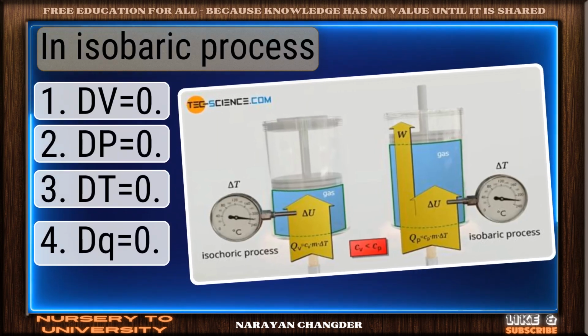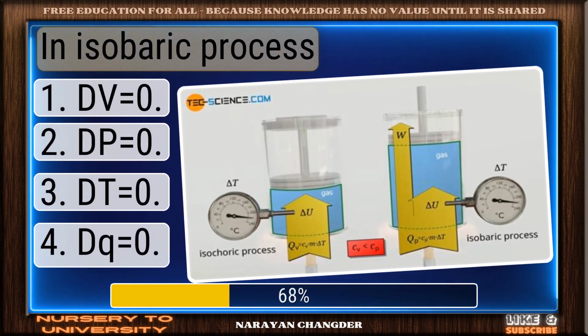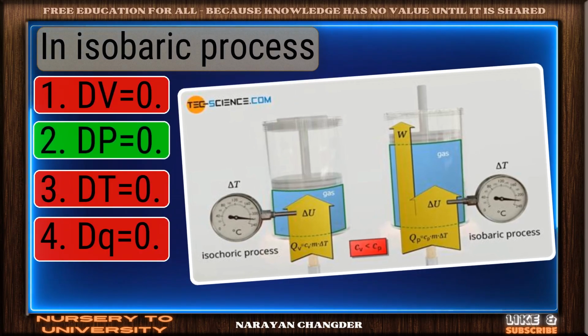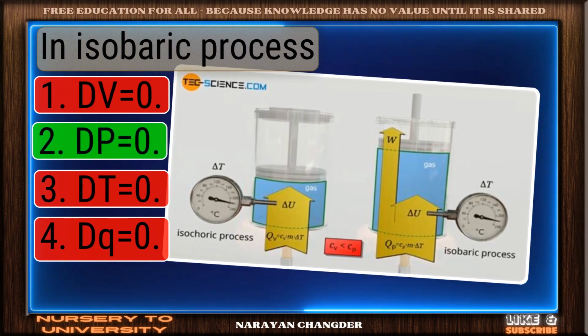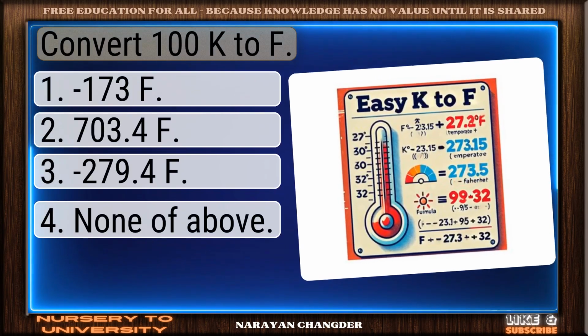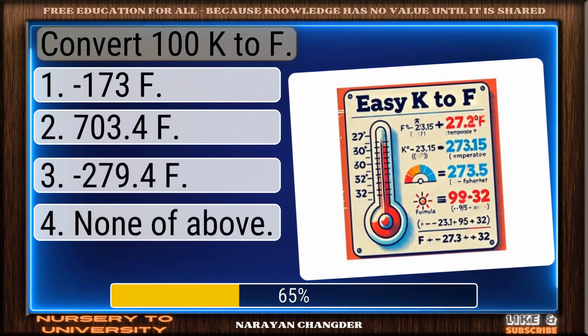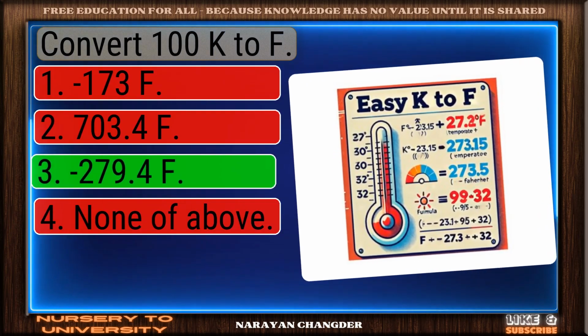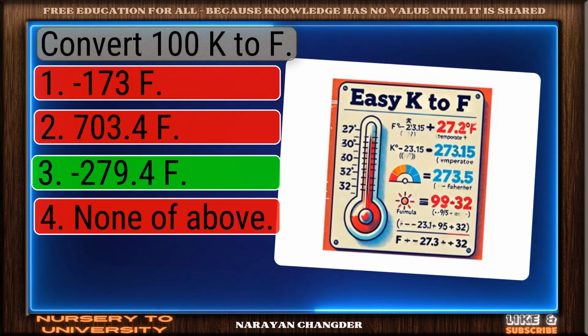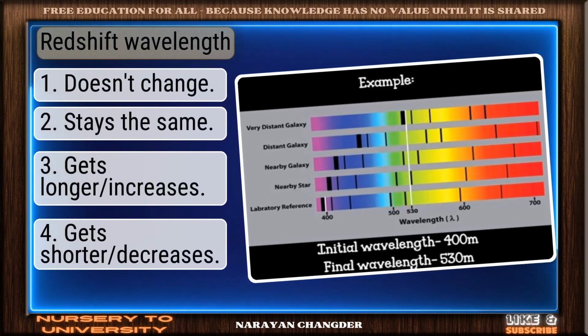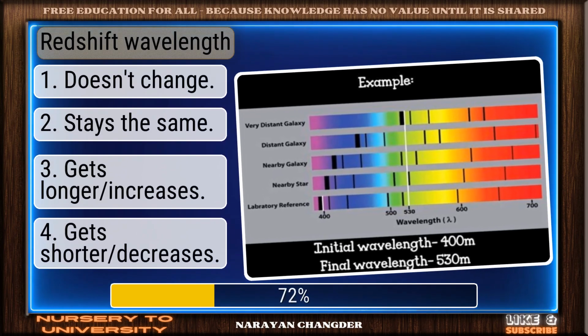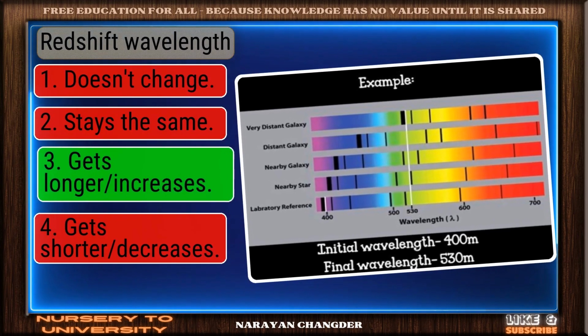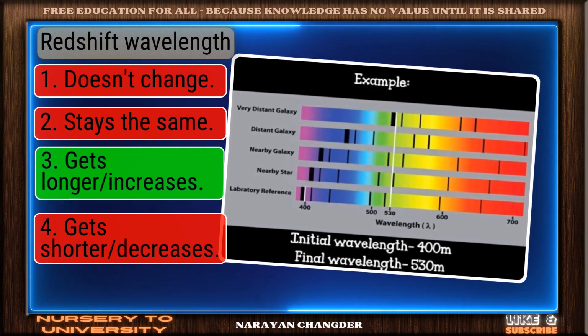In isobaric process, strong choice. dP equal to zero is the right answer. Convert 100 kF. Excellent. 279 4F is a brilliant choice. Redshift wavelength. Right choice. Gets longer, increases, is the best answer.